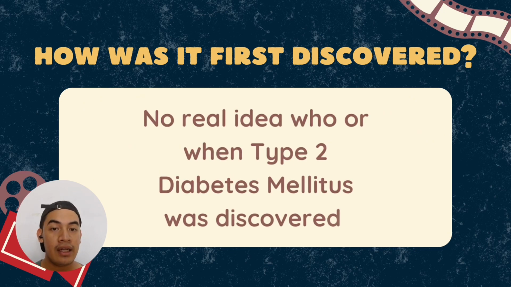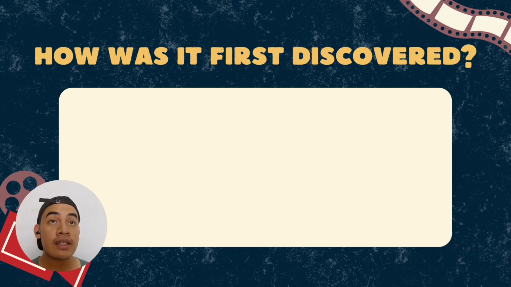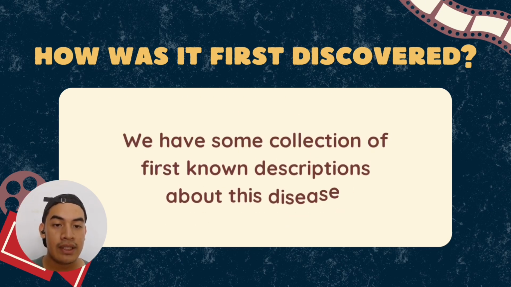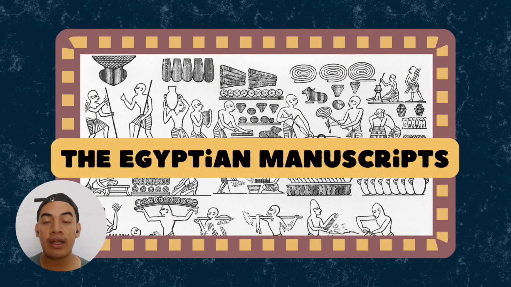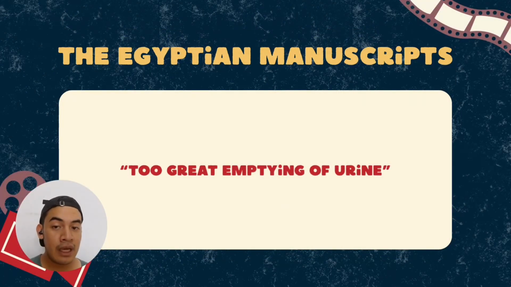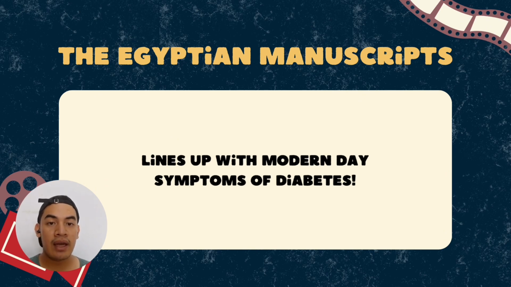Now, we are going to talk about how type 2 diabetes mellitus was first discovered. We have no real idea when it was actually discovered. However, we have some collection of first known descriptions of this disease in ancient times. One of the first known examples were the Egyptian manuscripts. One of these describes a condition which calls for too great emptying of urine. Nowadays, we know that one of the symptoms of diabetes is excess urination, which means that the Egyptians knew more or less how diabetes affected the system.